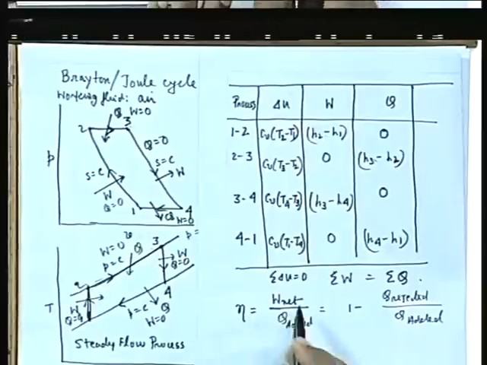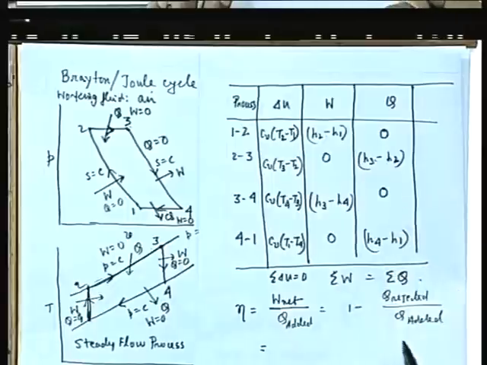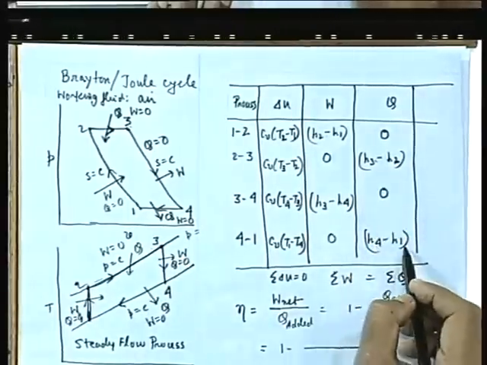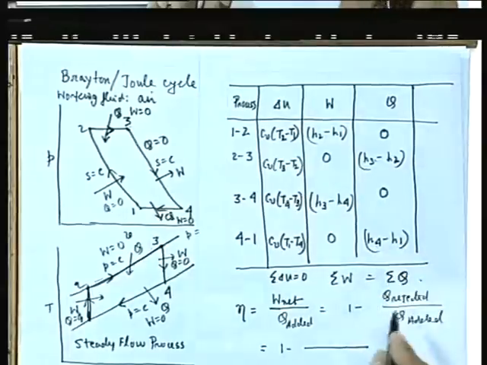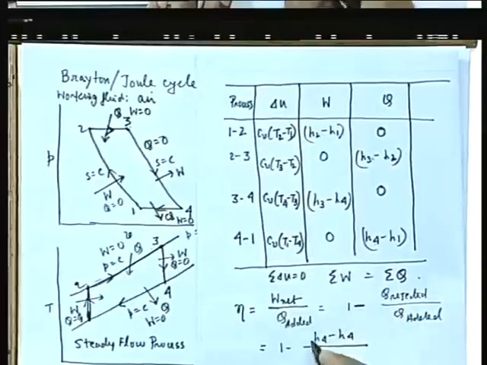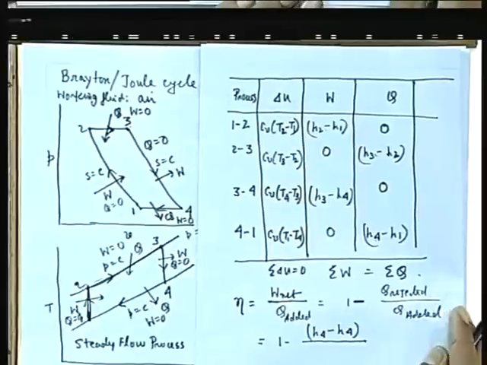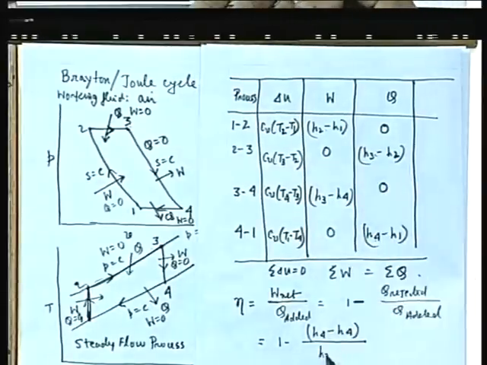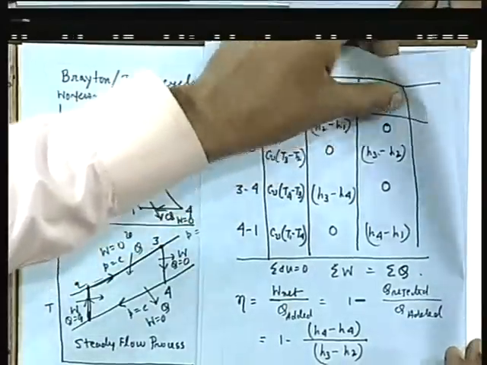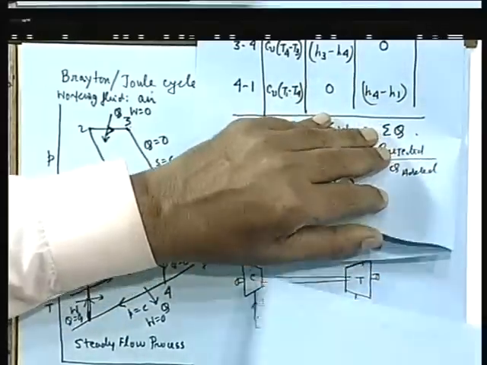Okay. Now, if you write this, then we will have to find out what this Q rejected is. Q rejected is H4 minus H1, this is the value of the heat rejection. So, the minus sign is taken care of here, 1 minus, as the definition of this is the scalar value, and Q added is H3 minus H2. So, this is the expression.